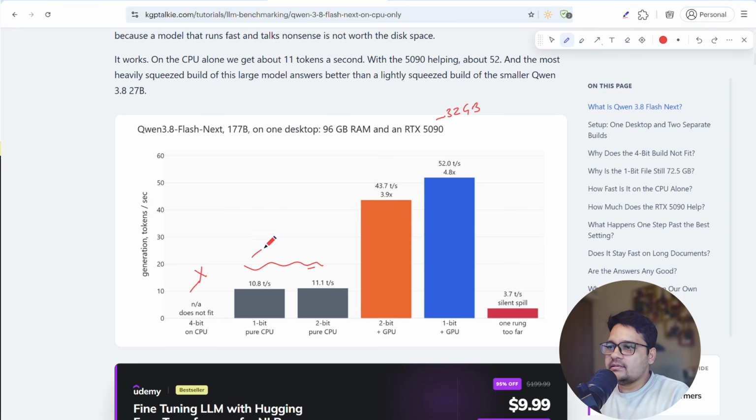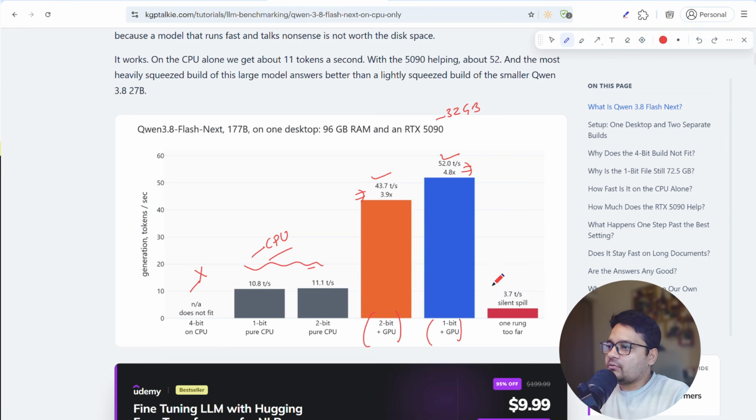What you are currently seeing is running purely on a CPU. There is no GPU involvement at all. You can still see I'm getting 10 to 11 tokens per second generation speed, which I believe is pretty good and decent. Thereafter, I offloaded some of the mixture of experts, basically some of the experts, onto the GPU, and here I got a better generation speed. For 2-bit plus GPU offloading, I got around 43 or 44 tokens per second. And when I used 1-bit with GPU offloading, I got 52 tokens per second, which is literally high.